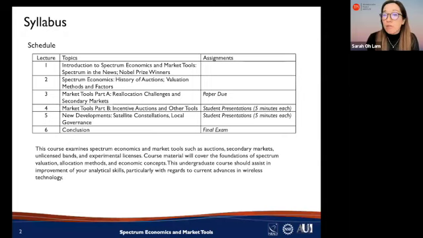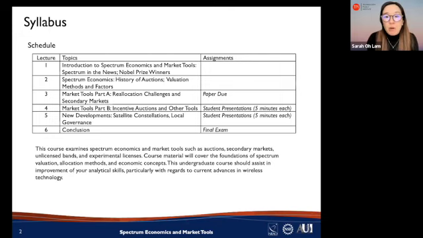Over 5 or 6 lectures, we'll be covering an introduction, a look at radio spectrum, policy issues in the news, in headlines. I'll go over Nobel Prize winners in economics related to spectrum research and what we know about spectrum economics. Then we'll go into some material on the history of auctions, spectrum auctions, valuation methods and factors for how economists measure the value of radio spectrum licenses.